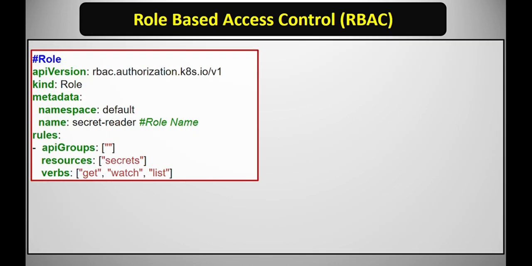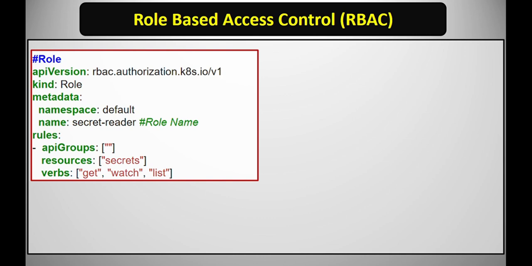Role-based access authorization uses the rbac.authorization.k8s.io API group to drive authorization decisions, allowing you to dynamically configure policies through the Kubernetes API. The role-based access control API declares four kinds of Kubernetes objects, which include role, cluster role, role binding, and cluster role binding. A role is applied to a particular namespace.